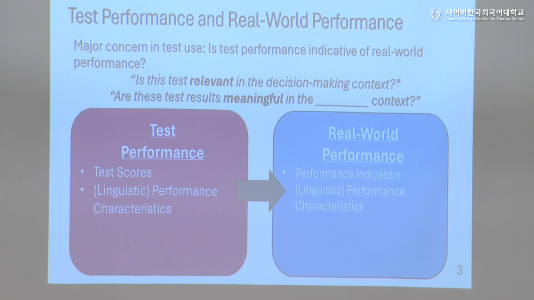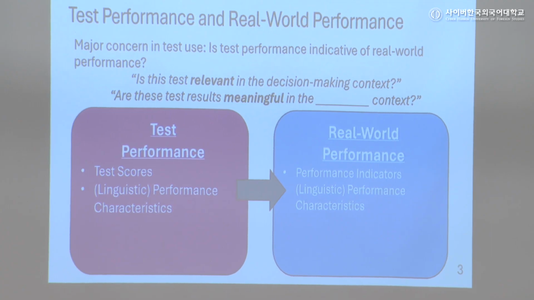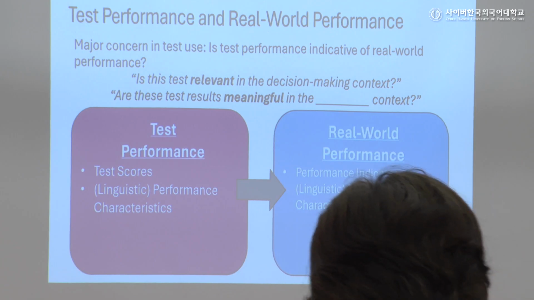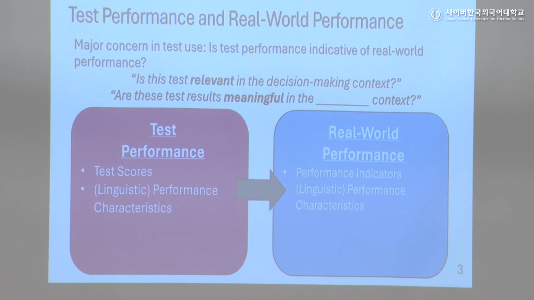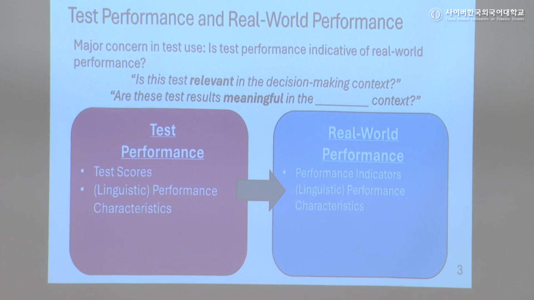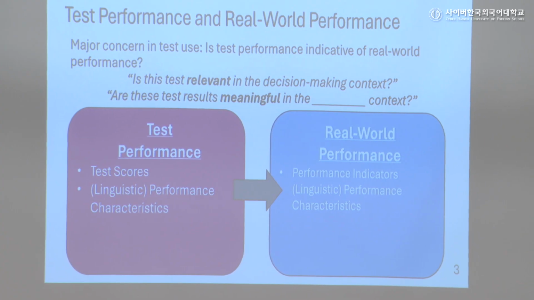And so we look at things like test scores and performance characteristics. For language tests, we can linguistically analyze what people do on the test. And then we try to make connections to the real world. We look at how people perform in real-world scenarios. I'll talk about some different forms of evidence later, but we'll be looking at making these connections. And this is important because if we're going to use a test, it ought to be relevant for the purpose and the context that we're going to use it in.